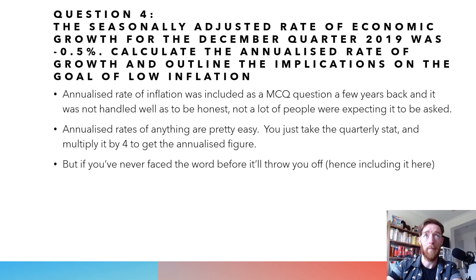And lastly, the seasonally adjusted rate of economic growth for the December quarter of 2019 was negative 0.5%. Calculate the annualized rate of growth and outline the implications on the goal of low inflation. So I've included this because the annualized rate of inflation was included as a multiple choice question a few years back, and it was not handled well. And to be honest, not a lot of people were expecting it to be asked, which is probably why it was not handled that well.